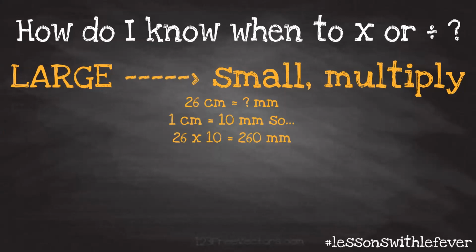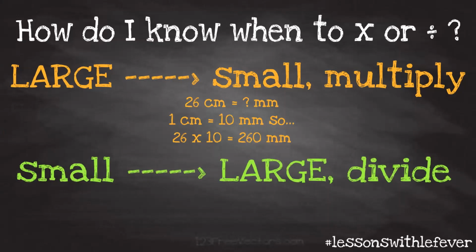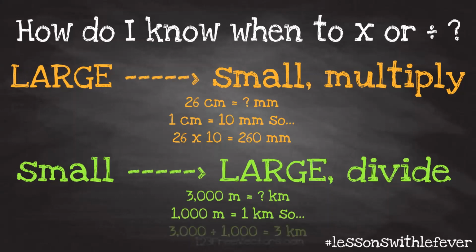Whenever I'm going from a smaller unit to a larger unit, I have to divide. That means I have to break that larger unit up into smaller pieces. For example, if I have 3,000 meters and I want to know how many kilometers that would be, I would first need to know that 1,000 meters equals 1 kilometer. So 3,000 divided by 1,000 will be equivalent to 3 kilometers.